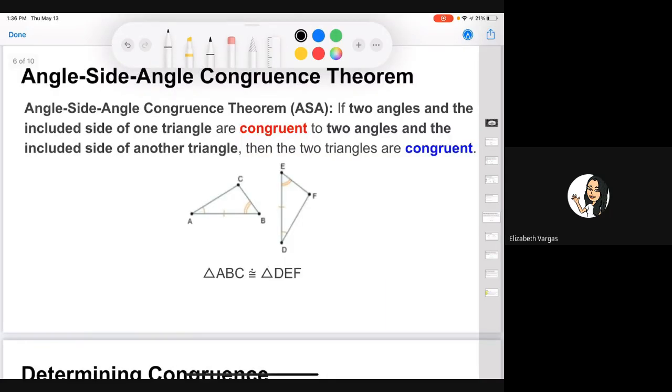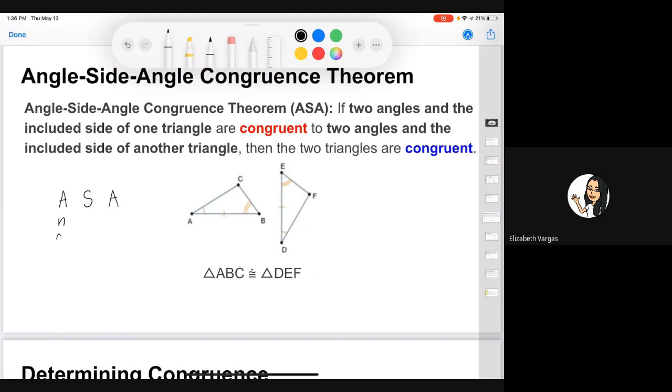Okay, so now we're going to look at the angle side angle theorem. So we can remember this by A, S, A. And basically what this theorem is going to tell me is if two angles and the included side of one triangle are congruent to two angles and the included side of another triangle, then those two triangles are congruent.